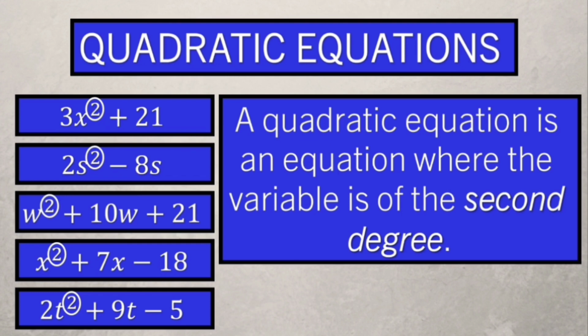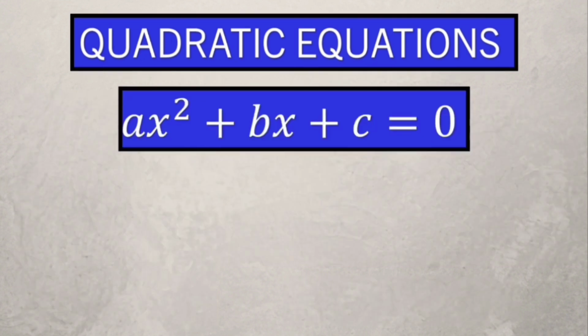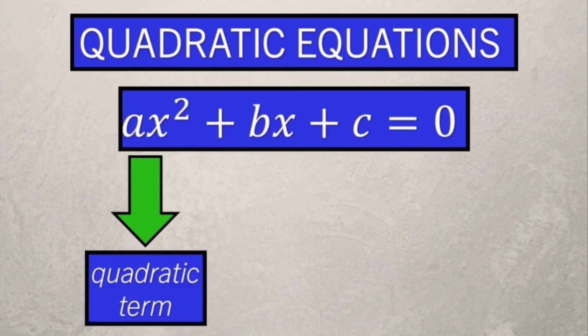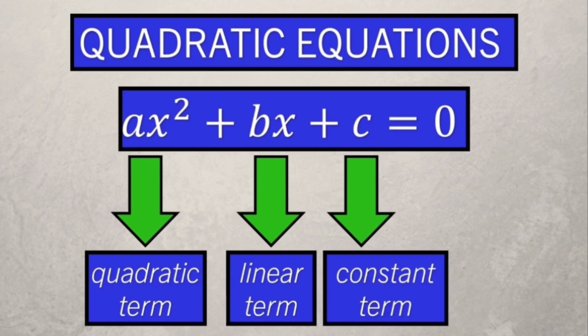Therefore, the examples on the left side are what we call quadratic equations. And always remember the standard form of the quadratic equation, which is ax squared plus bx plus c is equal to 0. So let us name the parts of the quadratic equation. We have ax squared, that is our quadratic term. We have bx, which is our linear term. We also have c, which is our constant term. Always remember those three parts of the quadratic equation.